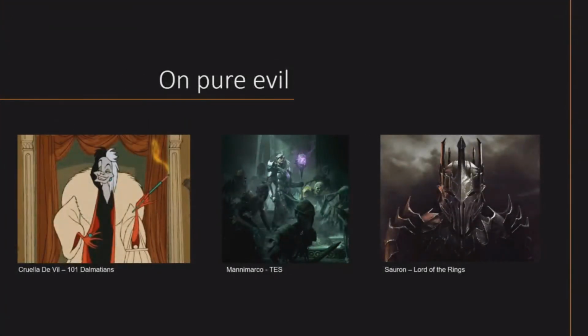Three examples for the pure evil villain. One is Cruella de Vil. She just wants to murder puppies for their fur. And she doesn't care about morals. She doesn't care about money. She just wants that fur coat. And she wants it really bad. And she is willing to kill over 100 puppies for that. That is pure evil.